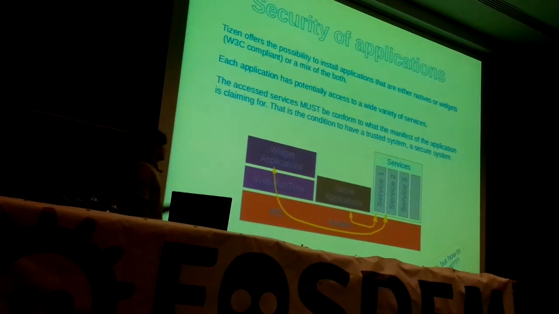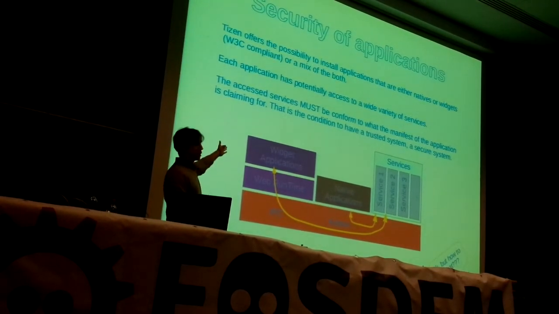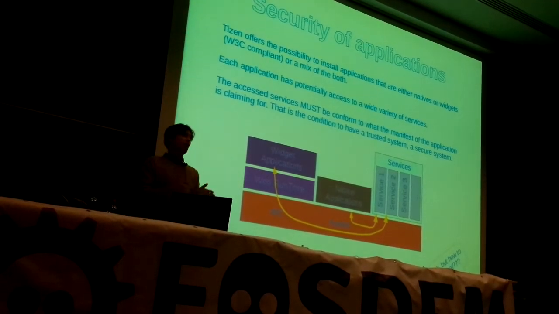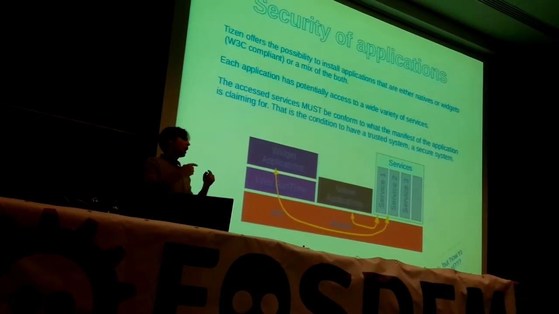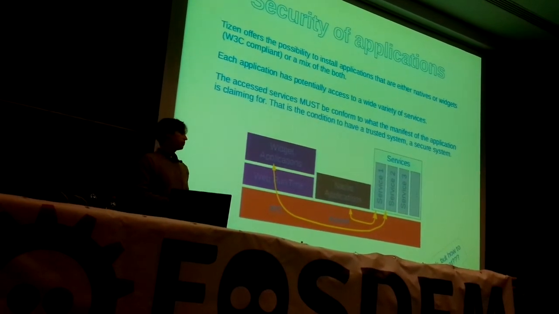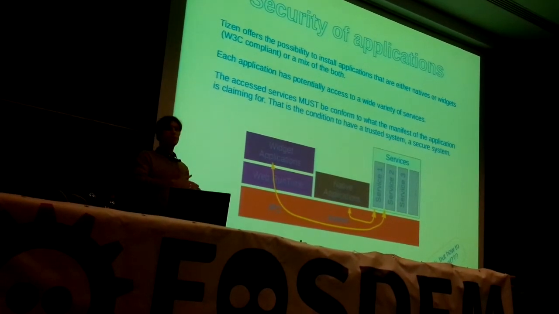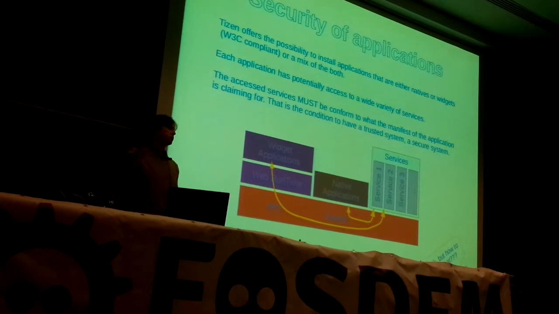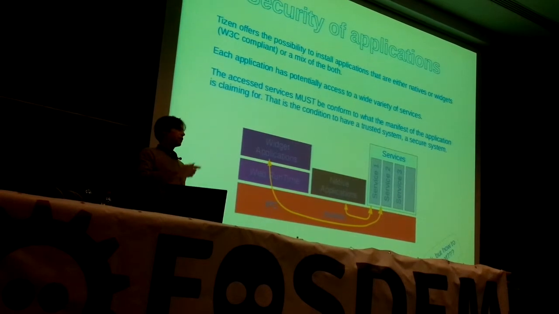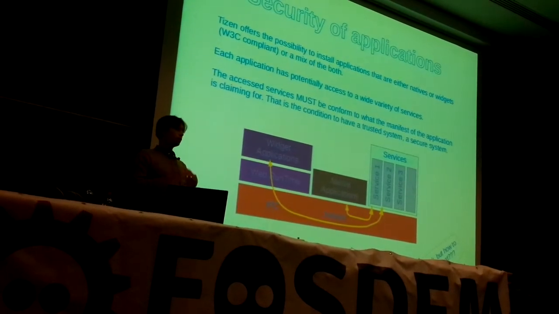What is targeted are also widget applications or native applications. Native applications use IPC to use services offered by the system, but you have to grant access to those services when you install the application. This application will not use my contacts because I don't want it. Okay, the installer recorded it, and now you run.